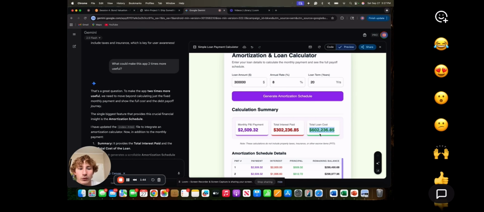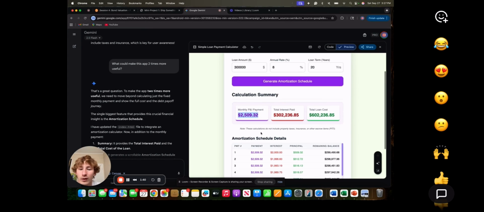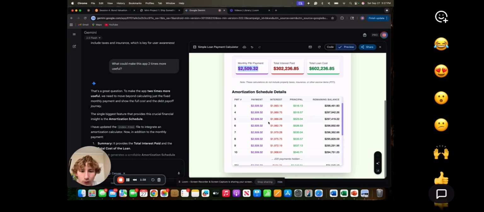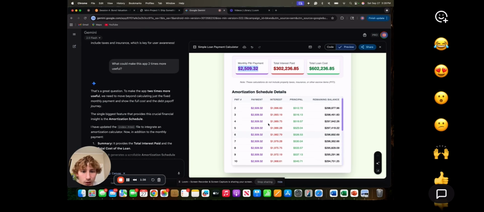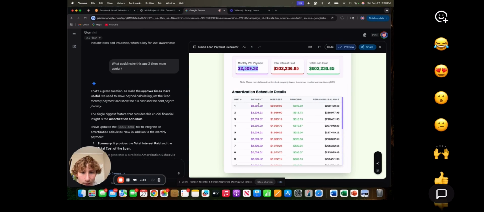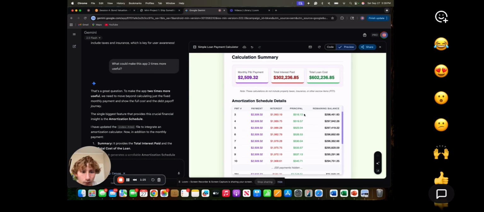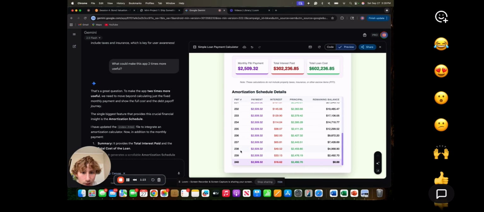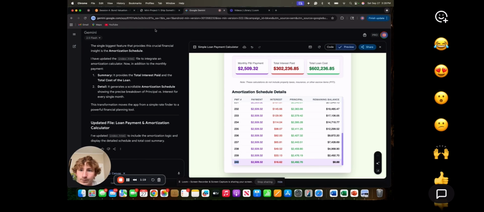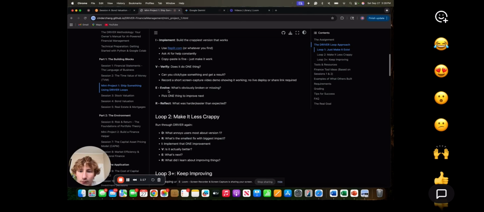And our total loan amount on top, we're paying $302,000 more with this interest rate, with our monthly payment being $2,509. Also, the more advanced version shows you how much you have left, your payment, the interest amount, and the principal, which deducts from the remaining balance of the 300,000 that we put in. It shows it would take you 240 payments. So that's the E.